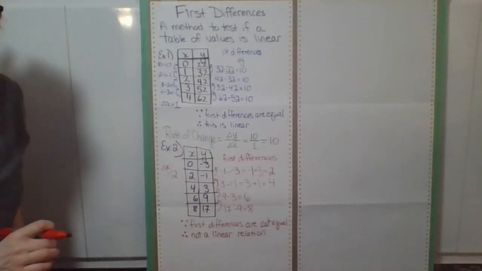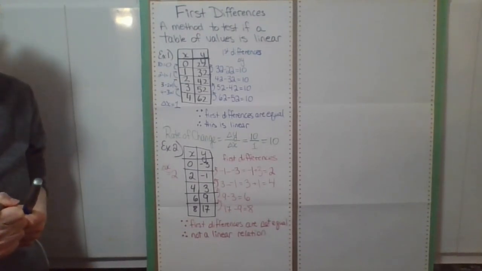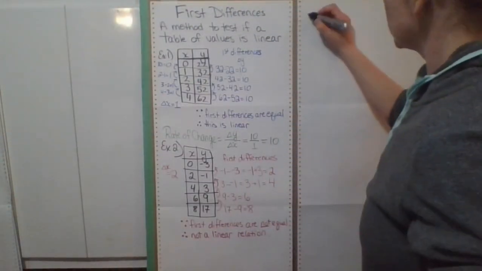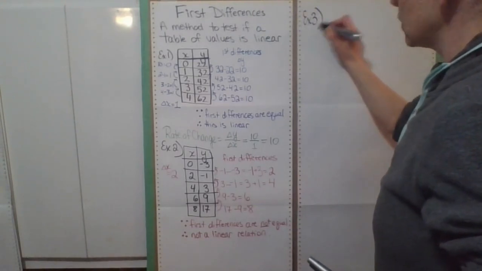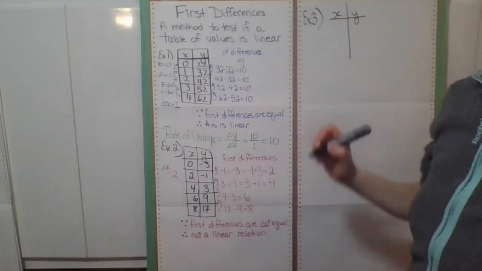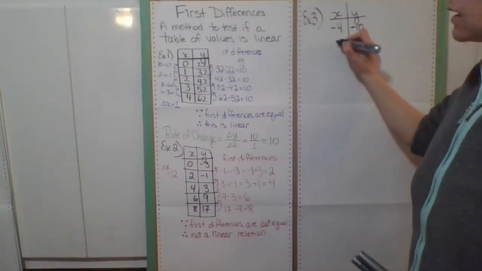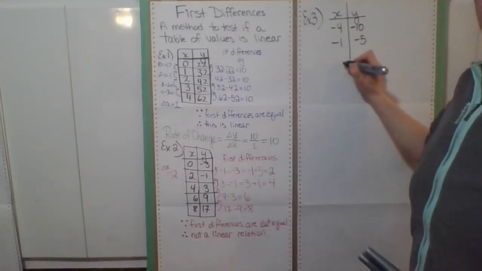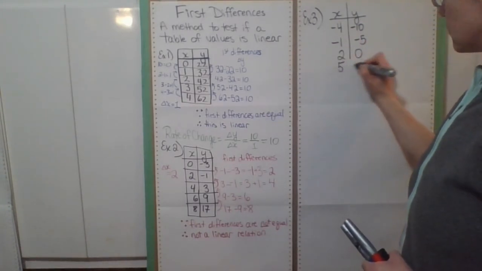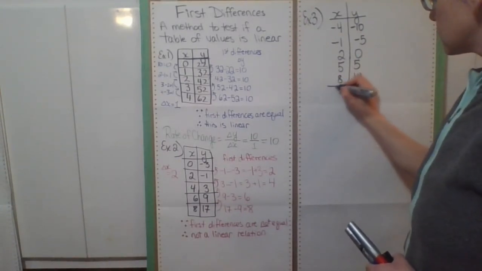All right, there's example 1, example 2. Should we do one more? Okay, great idea. Just to make sure we've got it. Example 3. This time, there's my x, there's my y. Let's do -4, -10, -1, -5, 2, 0, 5, 5, and 8, 10.